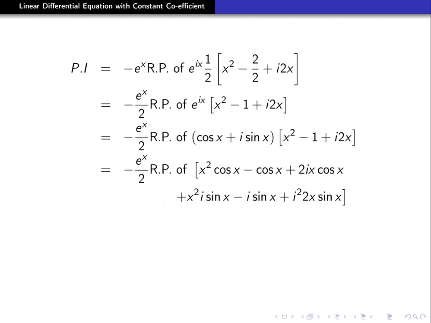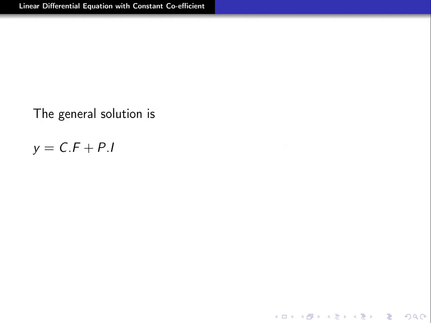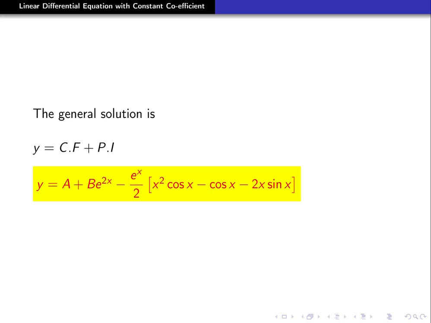Therefore, the real part. Finally we can split the real part. We only have to take into account the real part and omit the imaginary part. Therefore the particular integral is this. Therefore the general solution y is equal to the complementary function plus the particular integral, which is the solution.